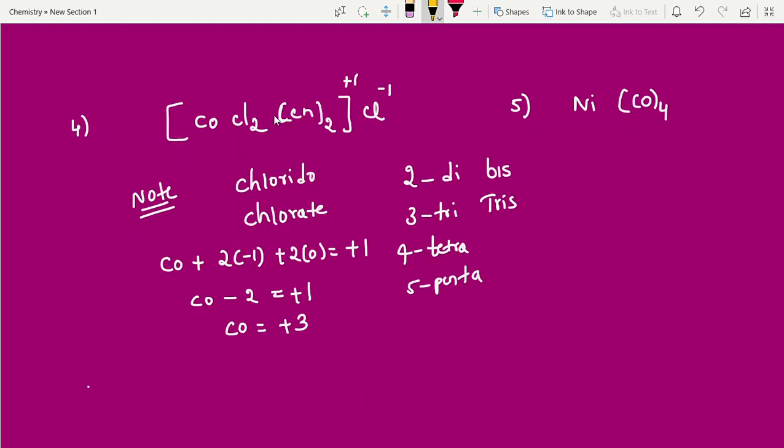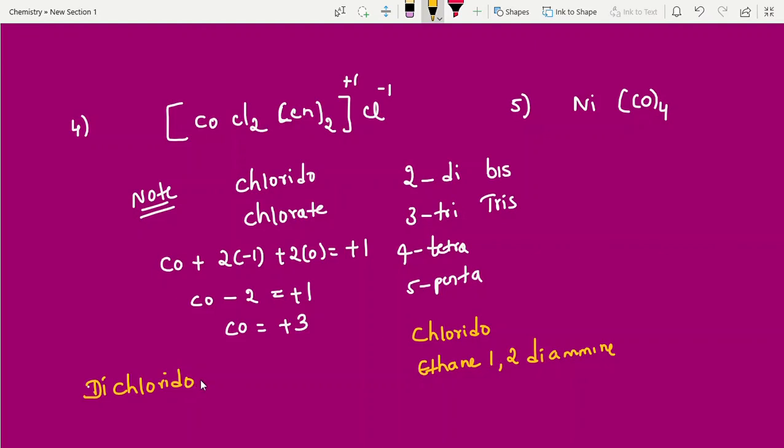Alphabetical order. This is chlorido, C. Chlorido, C will come. And ethane 1,2-diamine. So according to alphabetical order, who will come first? Definitely C will come first. That only we can write now. So first one what are we writing? Dichlorido. Inside chlorine, chlorido. Dichlorido.